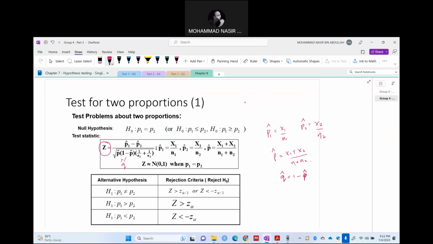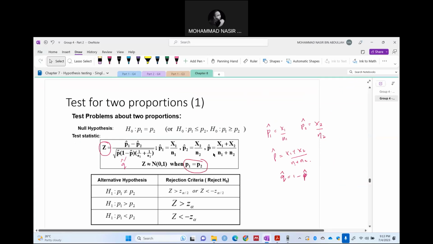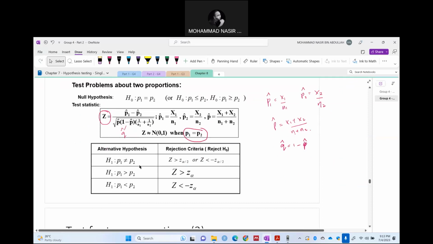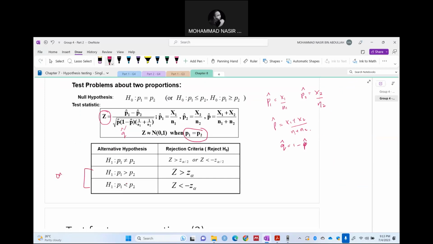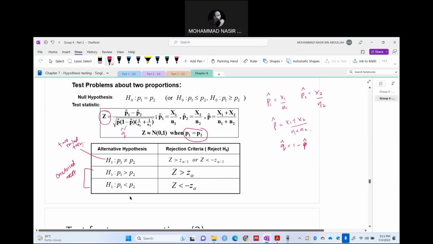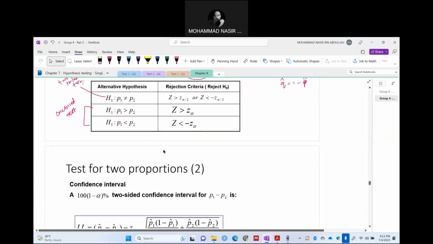This is when P1 is equal to P2, proportion 1 equal to proportion 2. So this is the alternative hypothesis. We want to test whether P1 equals P2 or P1 is not equal to P2, whether proportion number 1 is more than proportion number 2 or proportion number 1 is less than proportion number 2. So this is a one-tail test, and this is a two-tail test. We are going to use the Z distribution. This should be very easy.